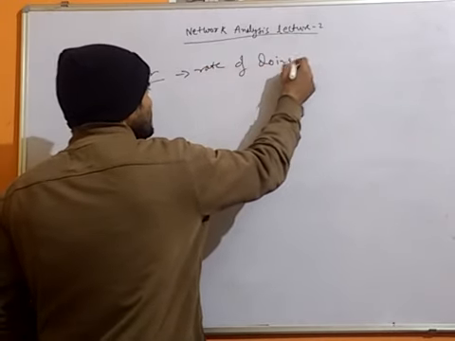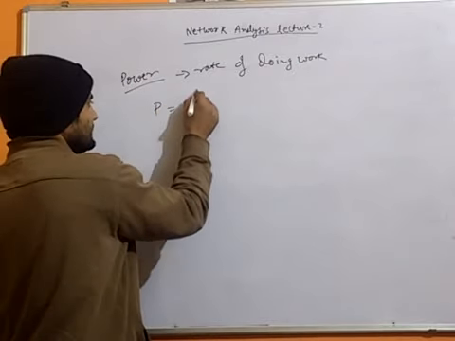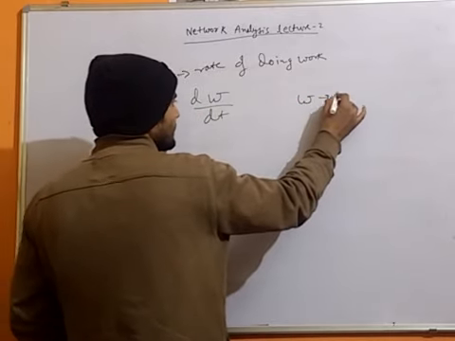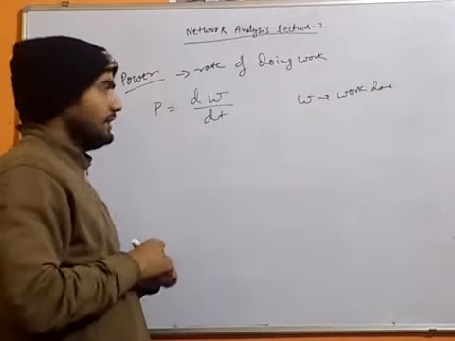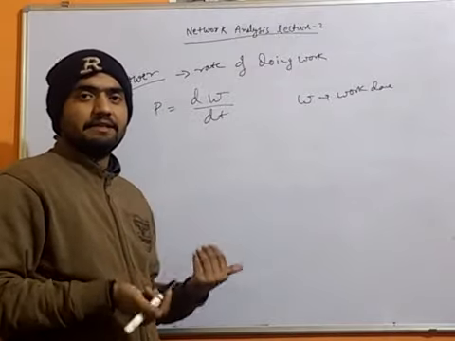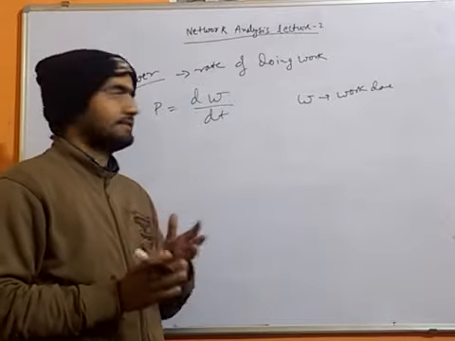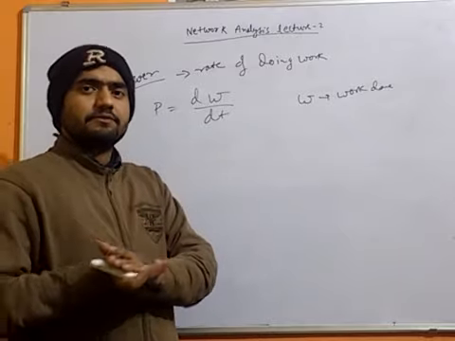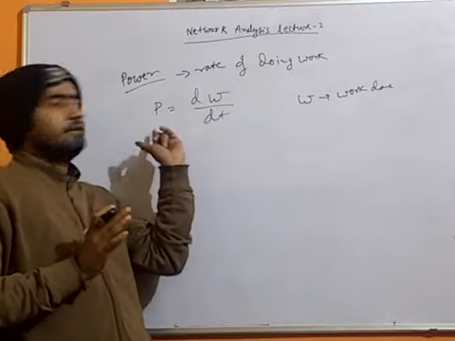Now rate of doing work can be defined in a mathematical form like this: P equals dW upon dt, where W denotes the work done, and of course t is time. So whatever the work is being done by any voltage source, of course we are dealing with networks, so we are dealing with only electrics, the work done by any voltage source or by any current source or by any other source or sources, the rate of doing work will be called power.